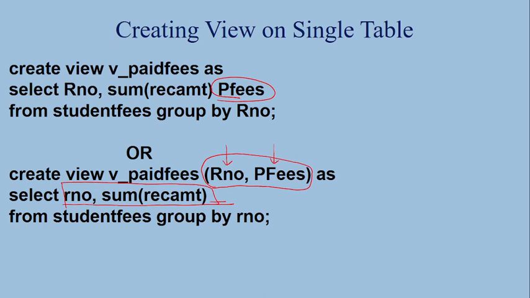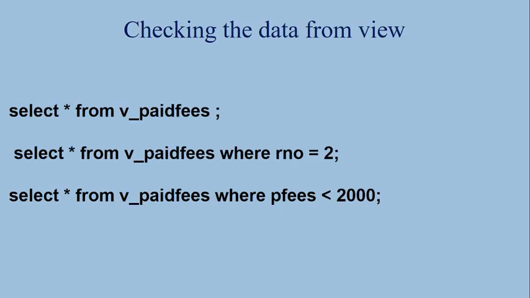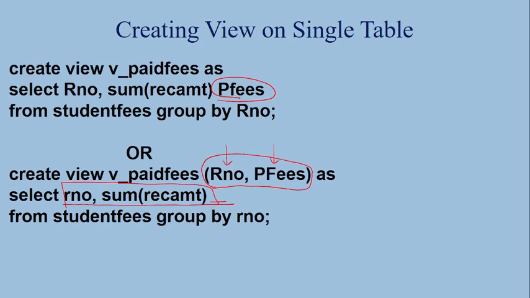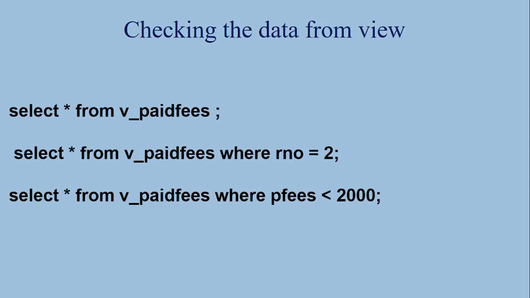So if we create a view, after create view, to check the data, we can use select star from v_paid_fees, or we can use any type of query whichever we want. But remember that in the view we have only two attributes or two columns, that is roll number and P fees. Now the most important point is that we consider a view as a temporary table.